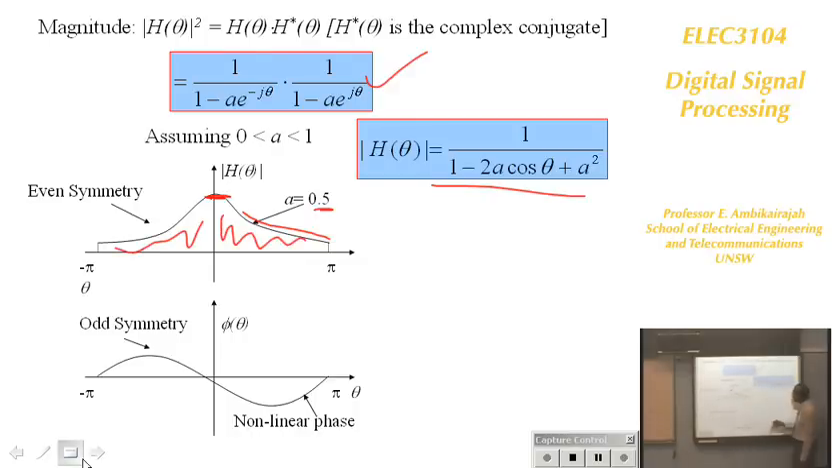And if you plot the phase response based on the previous equation, you can use MATLAB to do it, and you get the phase like that. It's a non-linear phase. It's not linear. So you will see for any IIR filter, any IIR filter, the phase response is going to be nonlinear.